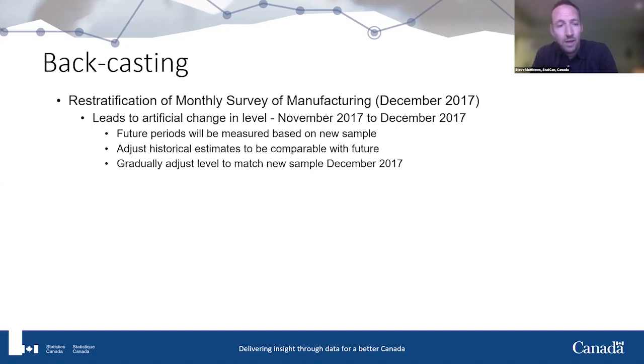So at the end of the day, the future periods from that point on will be measured based on the new sample, but the historical data that we have is all estimated based on the old sample. In this example, in December 2017, we started producing the estimates based on the new sample. So we would have seen this artificial change between November and December of 2017. And we don't want to have that sharp break in our data. So we do what's called a backcasting to sort of re-estimate the past.